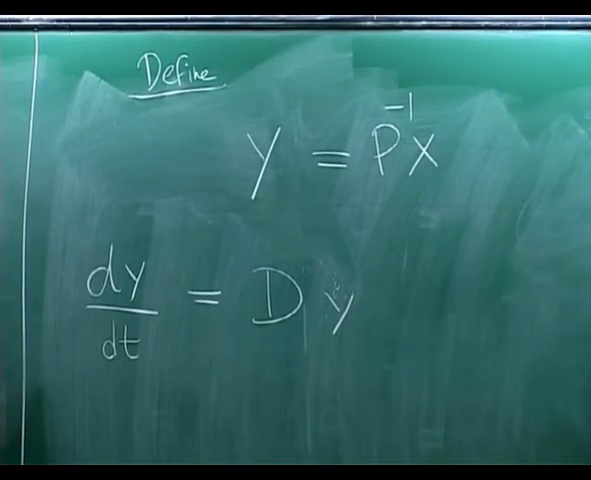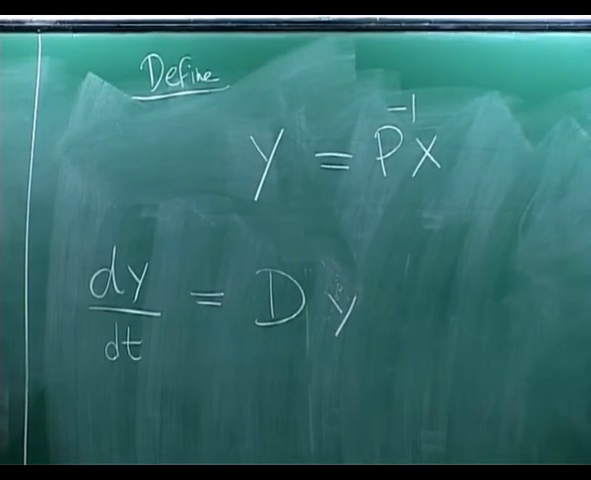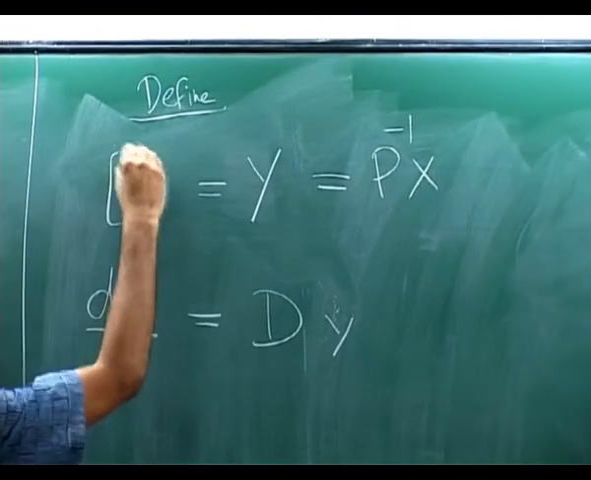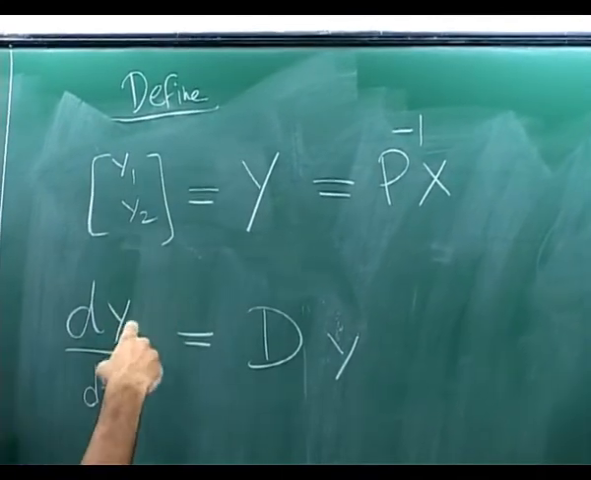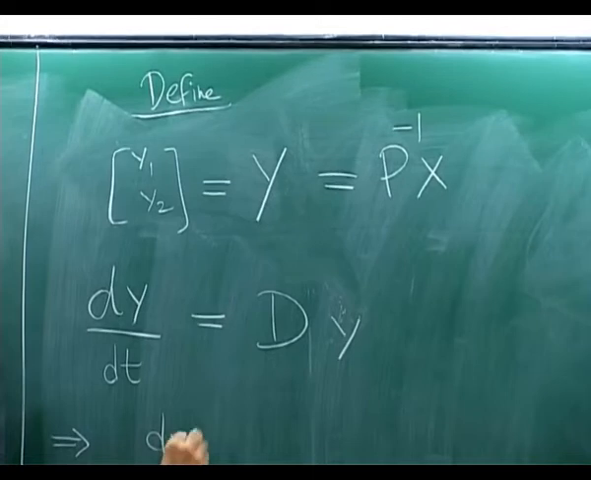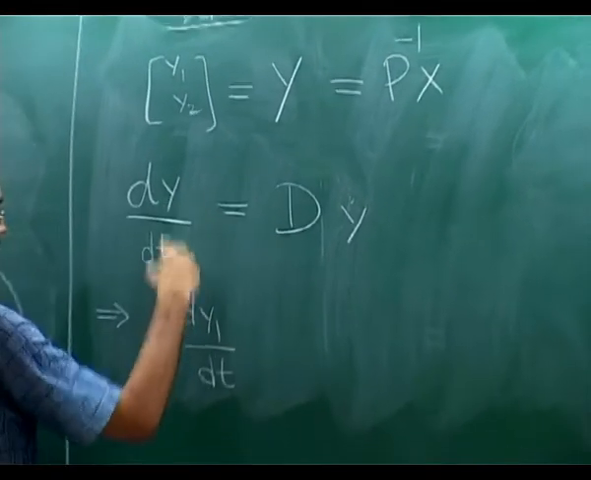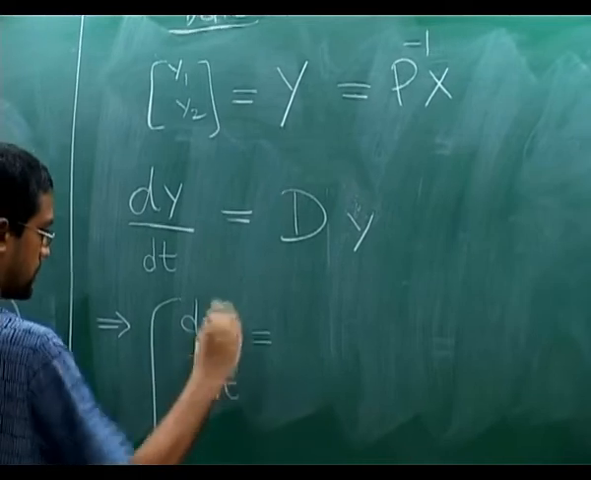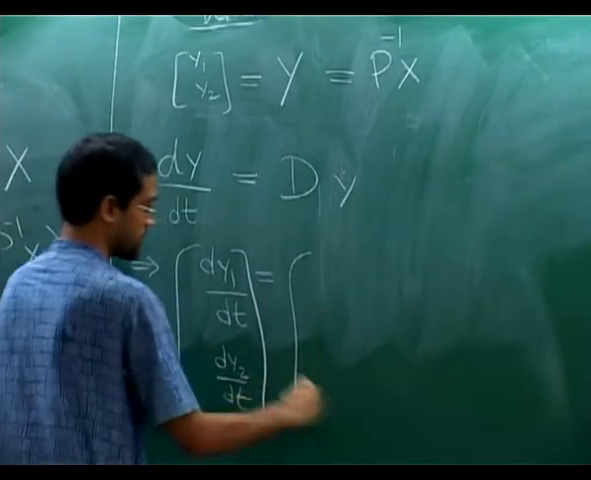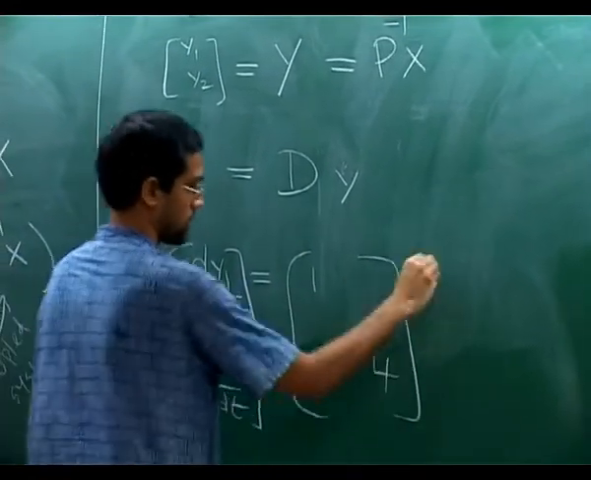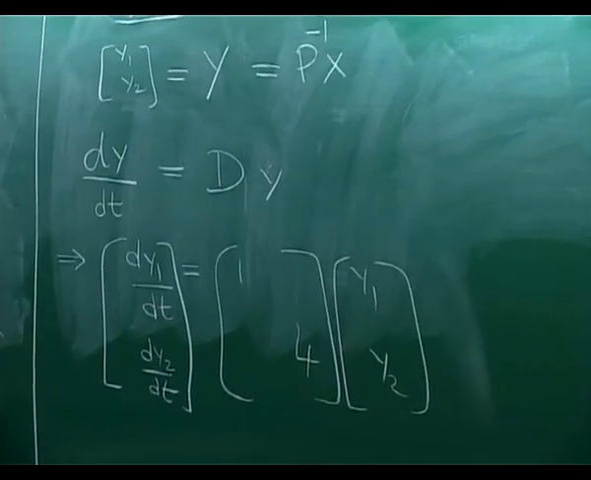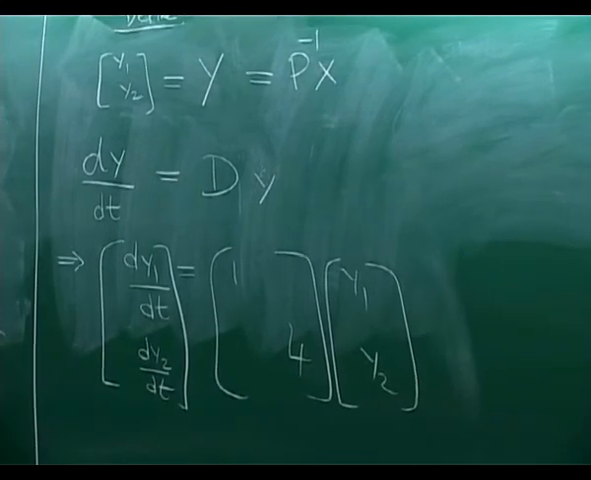Okay, my equation now becomes dy by dt equals diagonal matrix times y. Okay, so let's write this out fully. When I say y, there are two components. So now I will expand this equation back out in terms of the two components. So this means dy1 dt, that's the first component, and dy2 dt. D is the matrix consisting of 1 and 4. Right? So d by dt of y is what I have written.